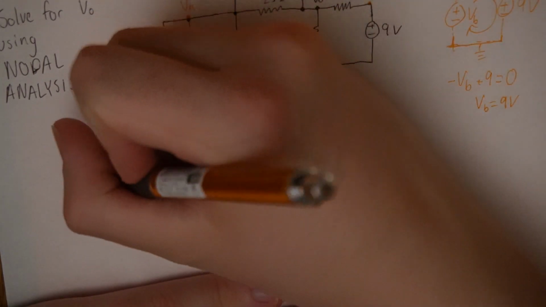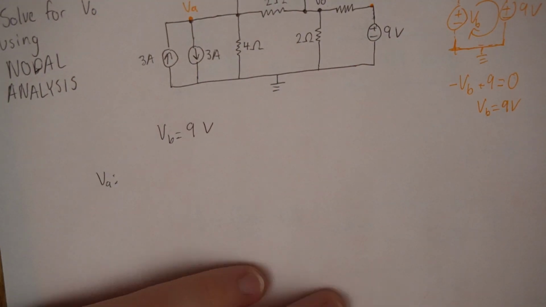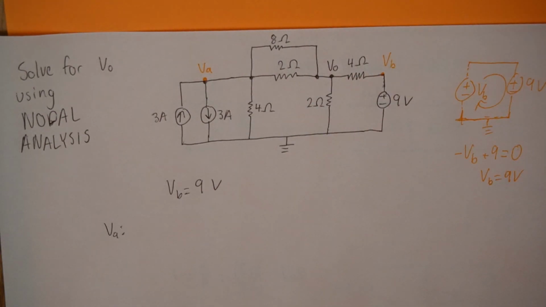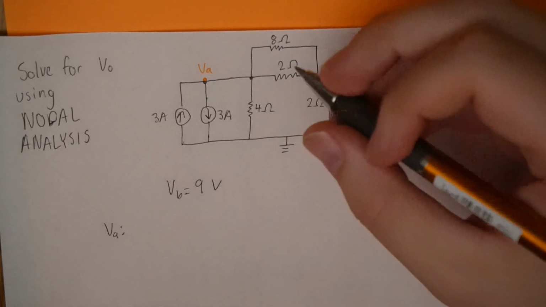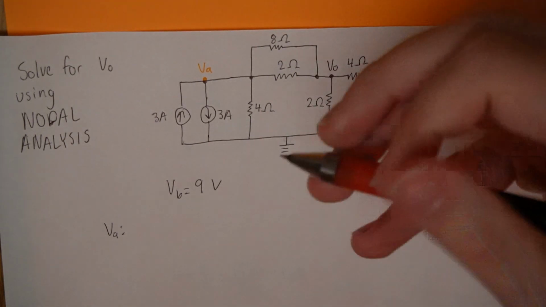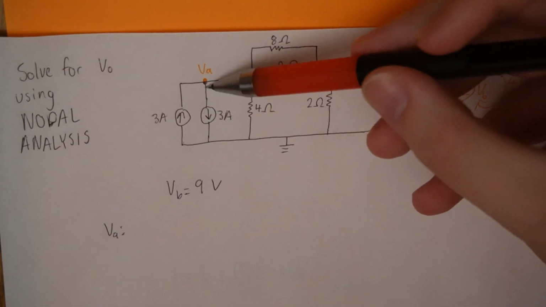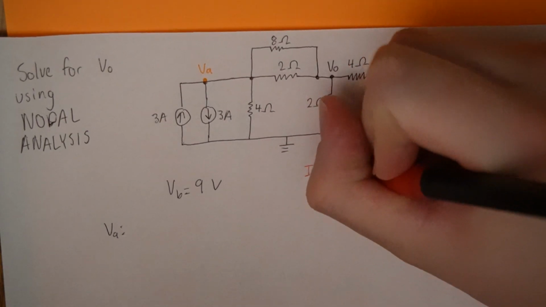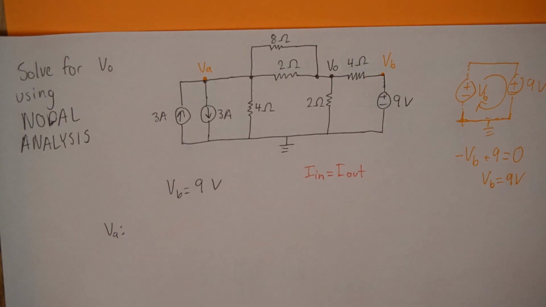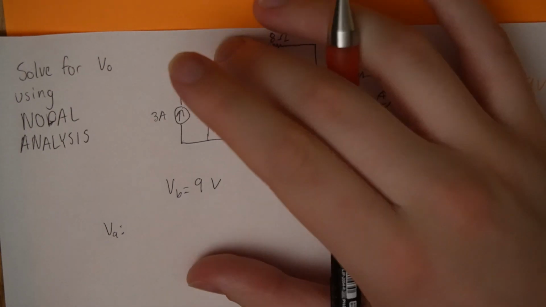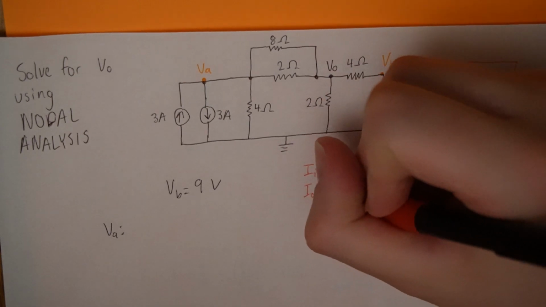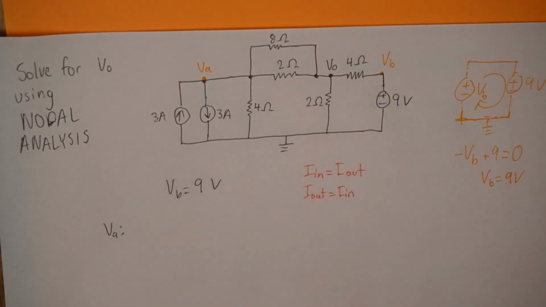Now, let's solve for node VA. Let's write the equation for it. So node VA has a couple current sources and a couple resistors. So what I like to do is use Kirchhoff's current law. All the current going into the node equals all the current coming out of the node. I in equals I out. So I'll write all currents coming in on one side and all the currents going out on the other side. Actually, I like to put I out on the left side, I in on the right side.